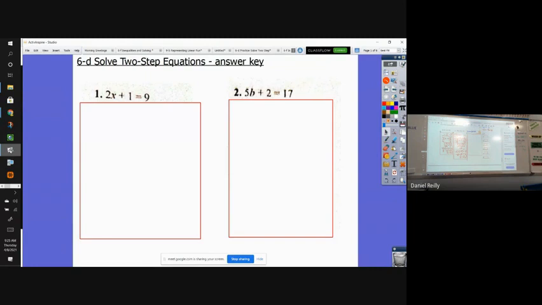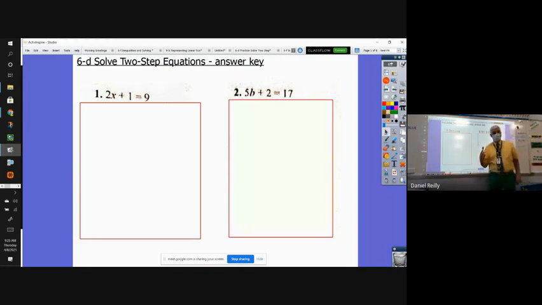All right, so I'm going to start here by going over the answer key to this two-step equation worksheet. I will go slowly through a couple of them, and then the other ones I'm just going to show the answers. It'll all be posted in Classroom later today, so you can go back and look at it.